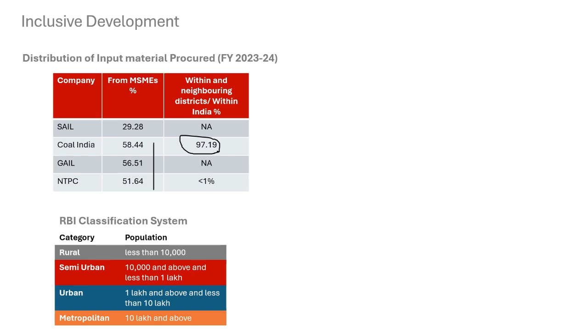For disclosures regarding the employment generation, the entities need to use the guidance by RBI. Here, the places are categorized based on their populations in the 2011 census. So, any place which has got a population of less than 10,000 will be rural, less than 1 lakh would be semi-urban, less than 10 lakh would be urban, and 10 lakh and above would be metropolitan.